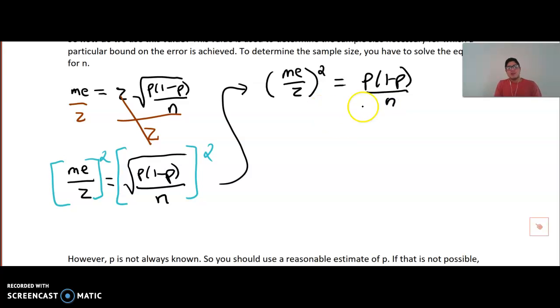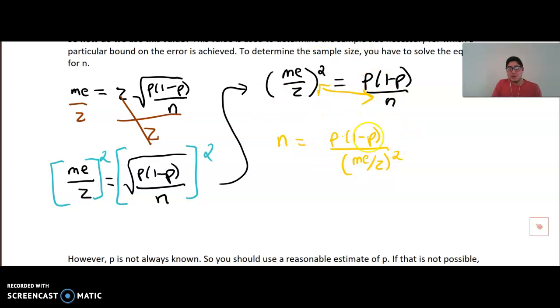Okay, well, we're going to do a little bit of a switcheroo here because I need to get n, but n is in my denominator. And all of this here would actually turn into a constant. So I'm just going to flip-flop the places here. It's the equivalent of multiplying both sides and then dividing out both sides. So now I have this, n equals p times 1 minus p divided by the margin of error divided by z squared. Well, almost done here.